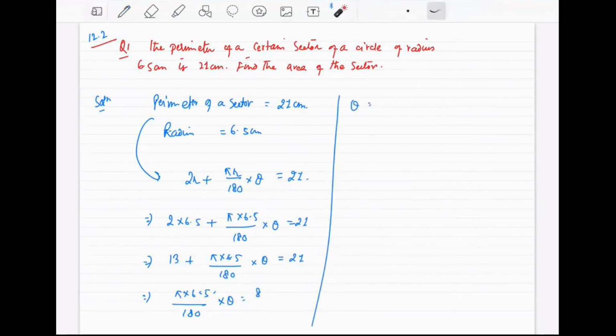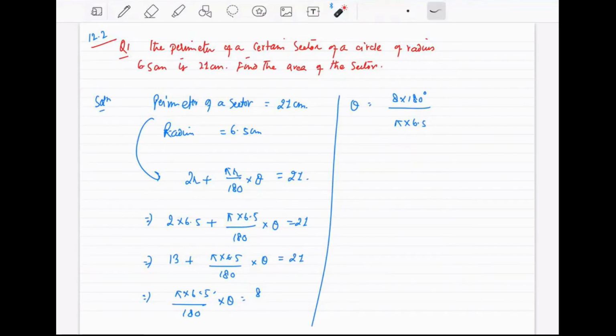In order to find out the theta, pi, 6.5, 180, everything has to go to the other side, right? So 180 will come up, pi and 6.5 will come down. So theta will be how much? 8 into 180 divided by pi into 6.5. All right, then let's keep it right here. We are not going to cancel this because 6.5 is 13 by 2. It will only complicate it. So let's keep it here.